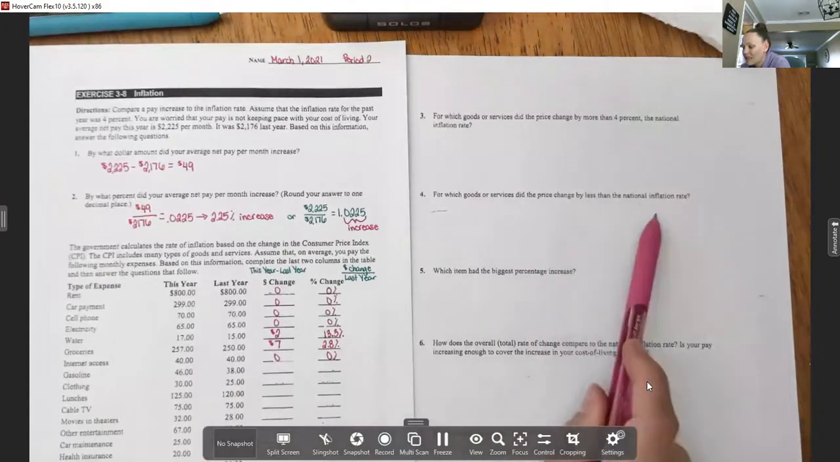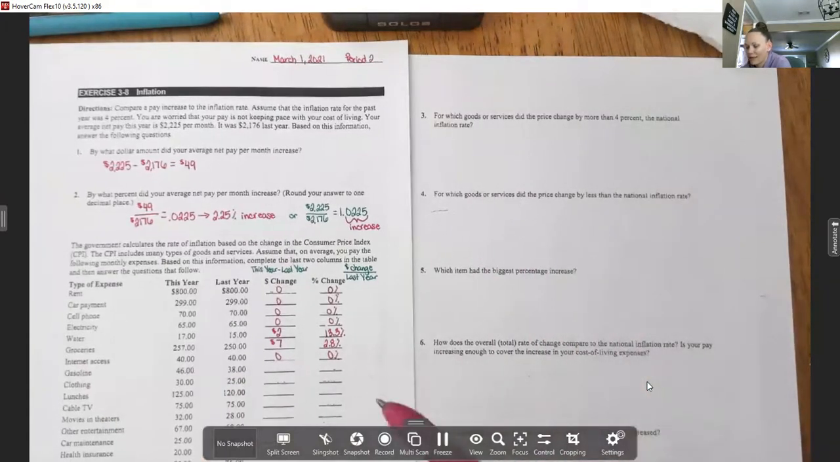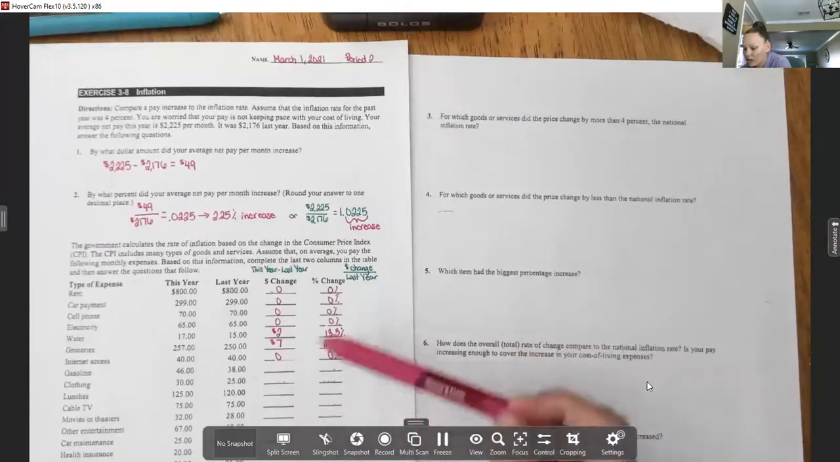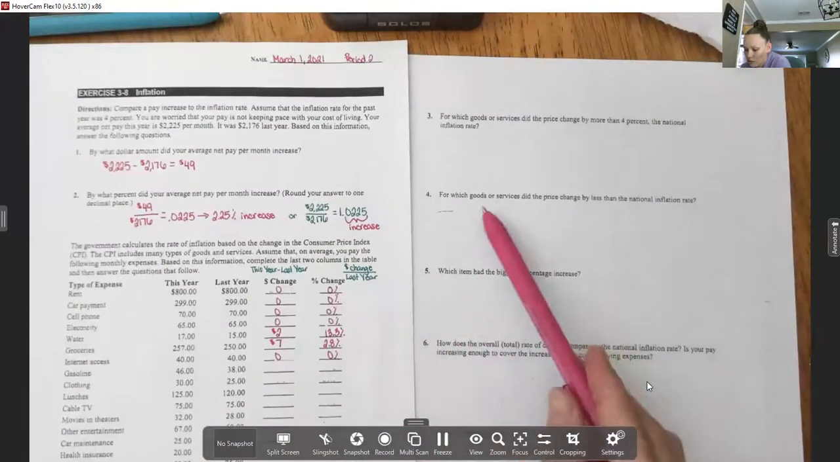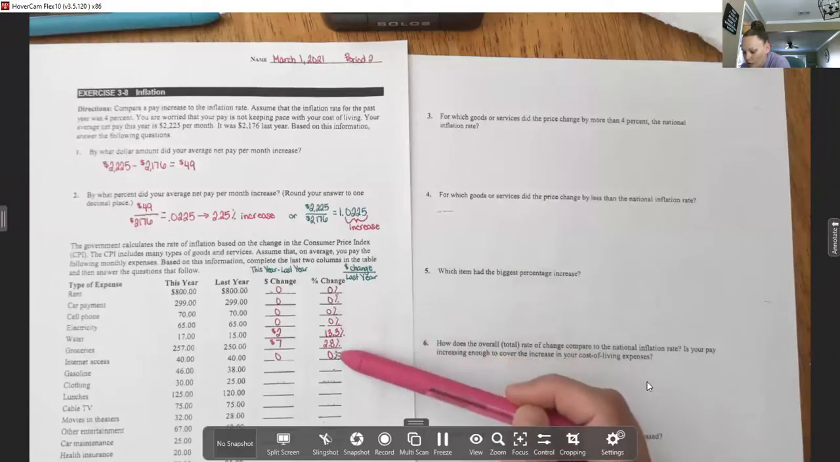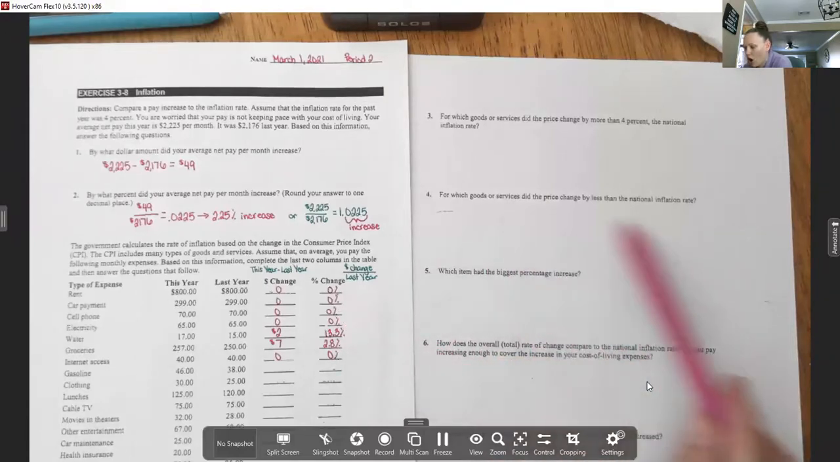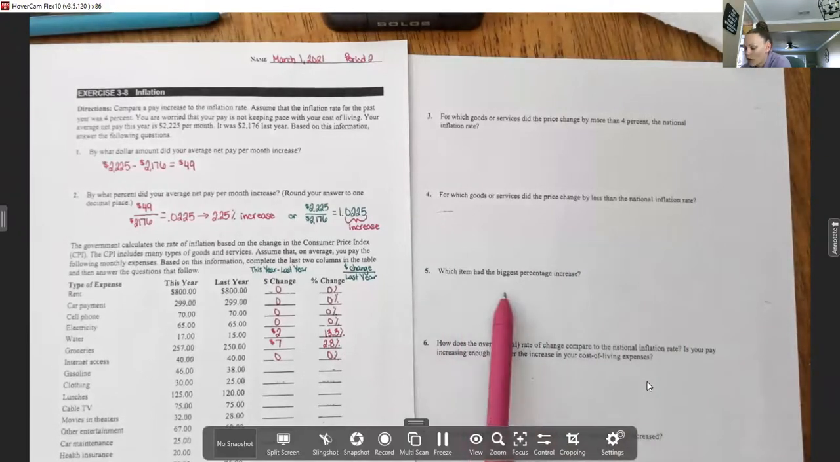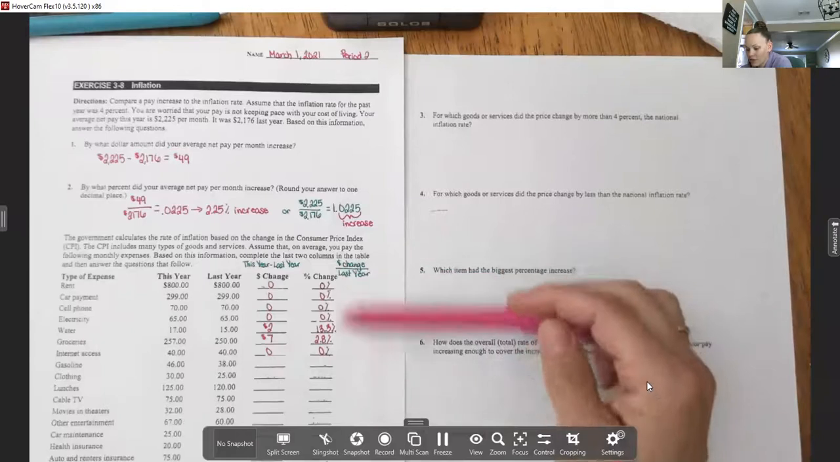What changed by less than the national inflation rate? Basically everything else. Rent, car, so this might be a longer list. Rent, car payment, cell phone, electricity, groceries, internet. All of those are going to be listed here. Which one had the biggest percent increase? Just look for the highest number.